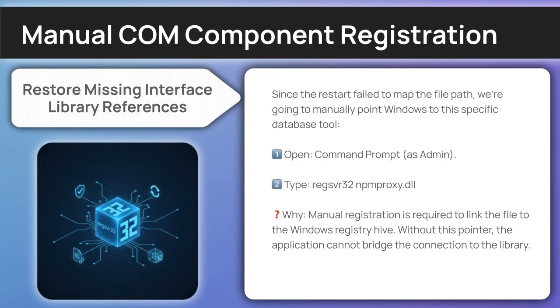First, open command prompt as admin. Second, type regsvr32, followed by your file name causing the error, then hit enter. Why are we doing this? Well, manual registration is required to link the file to the Windows registry hive. Without this pointer, the application cannot bridge the connection to the library.